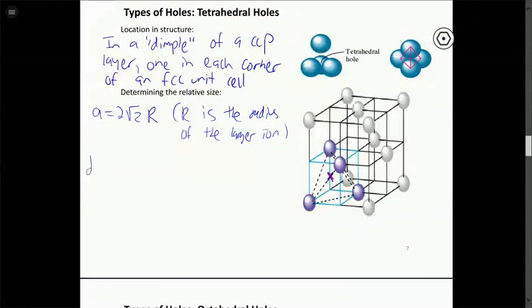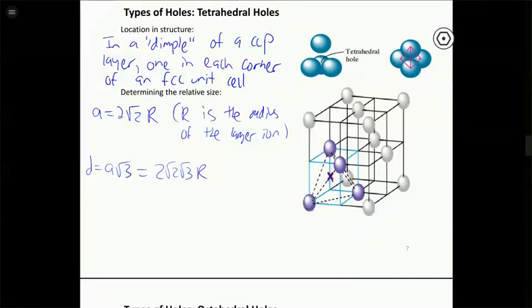The diagonal of a cube, remember, is going to be a times the square root of 3. Alright, so we're just going to replace a with 2 radical 2 R. So we get 2 radical 2 times radical 3 times R. And then if we go through the diagonal of one of these cubes, if we think about going to the center here, we go through 1 radius of the larger ion. We go through the diameter of the smaller ion, which resides right there. And then getting us to the center, we go through the radius of the larger ion.